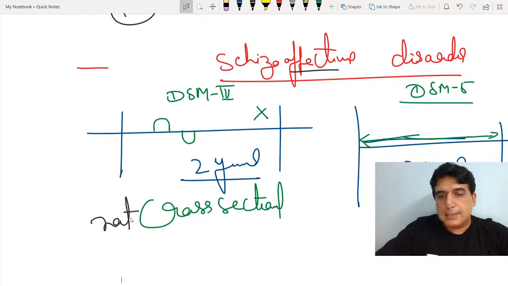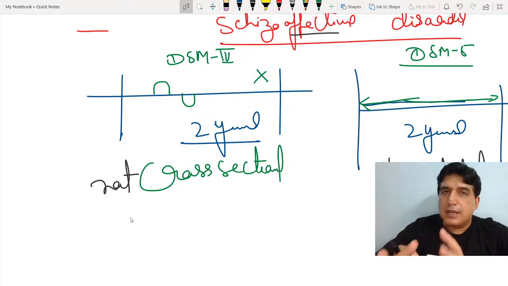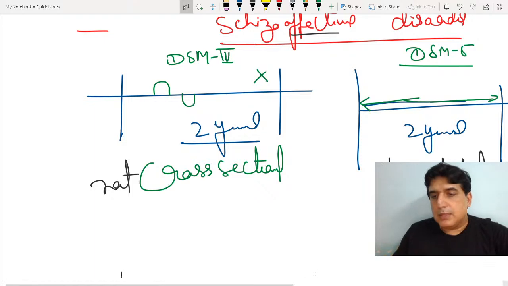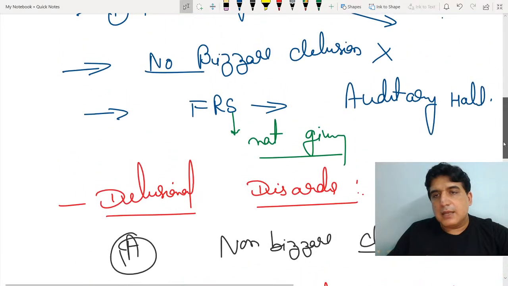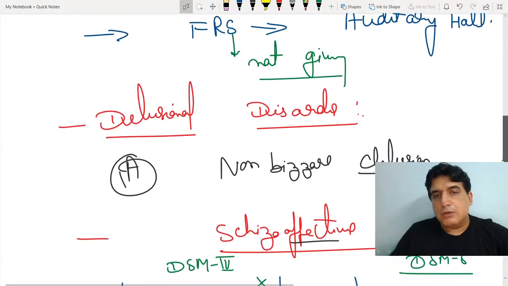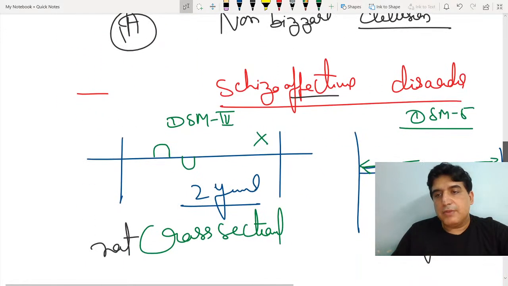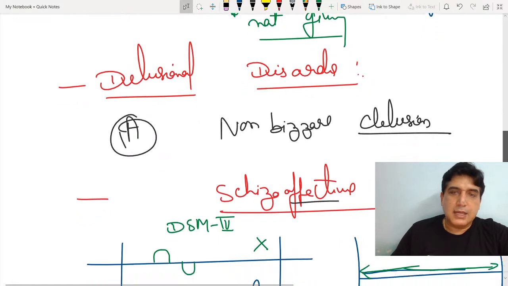That is, for a particular time we have schizophrenia symptoms, and for almost a similar time the affective symptoms should also last. Okay guys, so these are the changes in schizophrenia and other psychotic spectrum disorders: there are no subtypes, schizophrenia is schizophrenia. Number two, we removed the bizarre delusion word and the first rank symptom auditory hallucination importance. In delusional disorder, the non-bizarre criterion has been removed, we use the word delusion. And schizoaffective disorder diagnosis is longitudinal rather than cross-sectional.